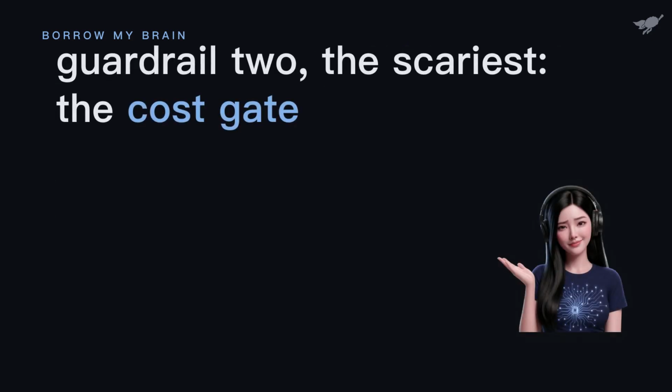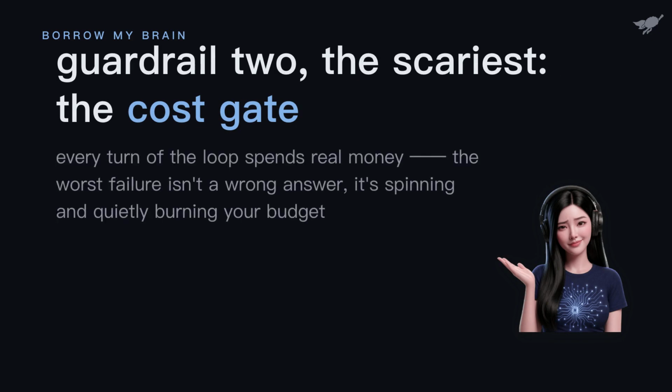The second guardrail, and the most critical one of all, the cost gate. Remember, every time this loop goes around, it's spending real money.